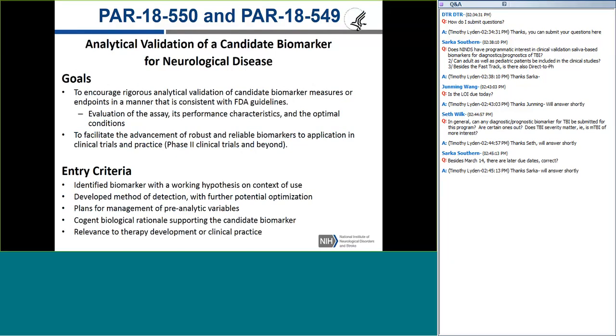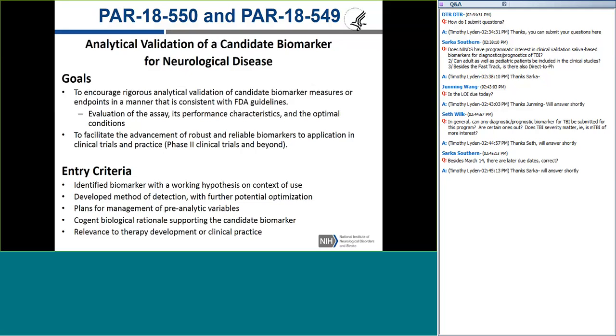So now I'd like to go through each PAR. First of all, the analytical validation PAR, and of course I won't do anything separately for the SBIR version. But the goal of the analytical validation funding opportunity is to encourage rigorous analytical validation of a candidate biomarker or endpoints in a manner that is consistent with FDA guidelines. Things like evaluation of the assay, its performance characteristics, and optimal conditions are part of these guidelines.